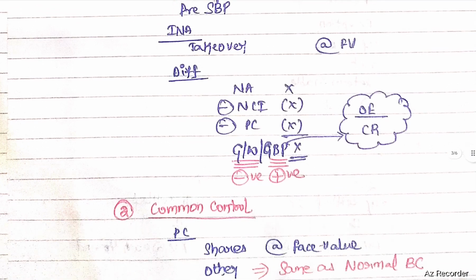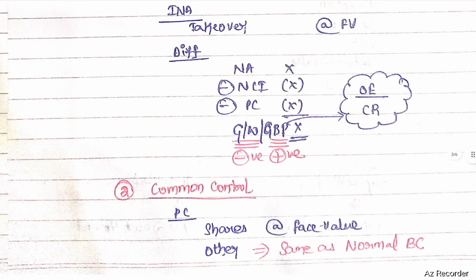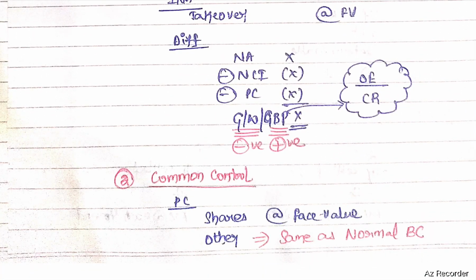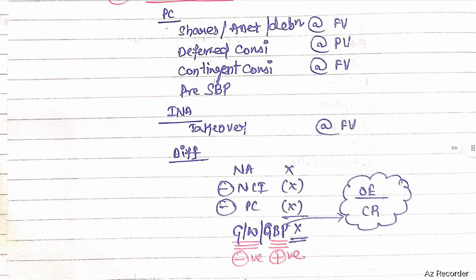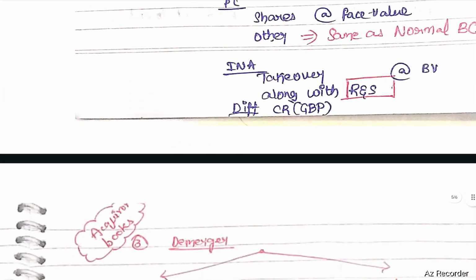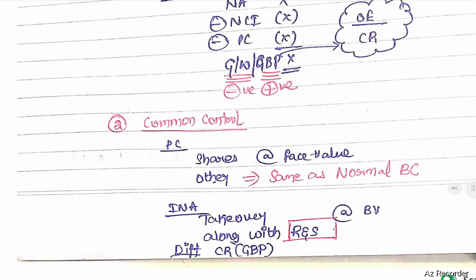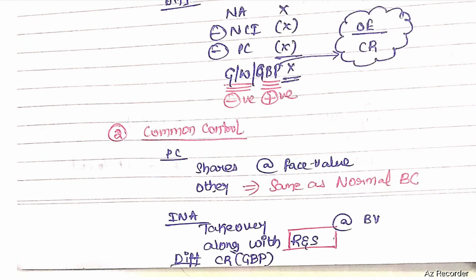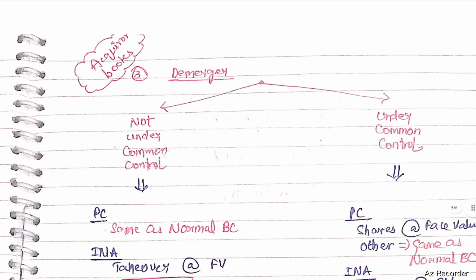Next, in case of common control, PC calculation, shares will be considered at face value. For other items, it is same as normal business combination. Deferred consideration at present value, contingent consideration at fair value, pre-share based payments will be considered. Next, identifiable net assets taken over at book value will be considered along with reserves and surplus. Difference will be capital reserve or gain from bargain purchase or goodwill. So the difference will be capital reserve in case of common control.